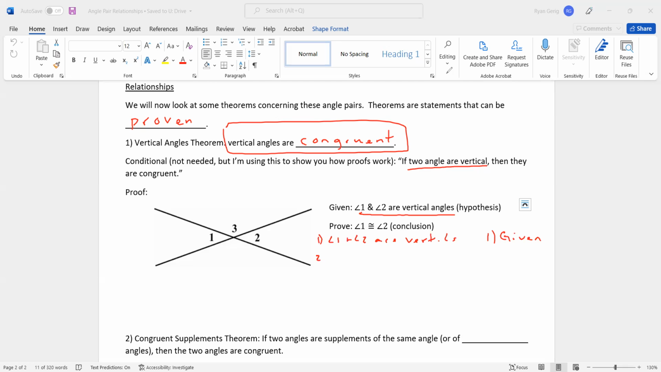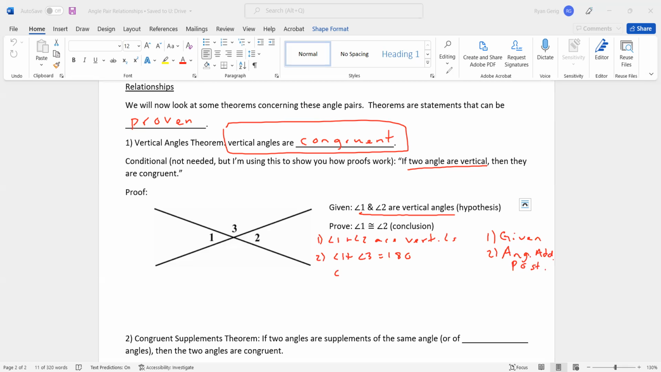Okay. I gave you that information. That's how I know that they're vertical angles, because I told you they were. Well, what else can I say? Well, I could say angle 1 plus angle 3 equals 180. How? That's the angle addition postulate, which we learned back in unit 1.